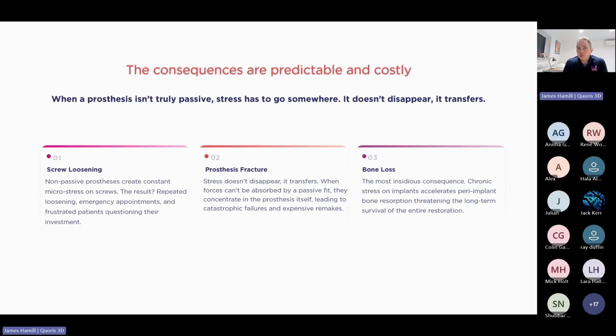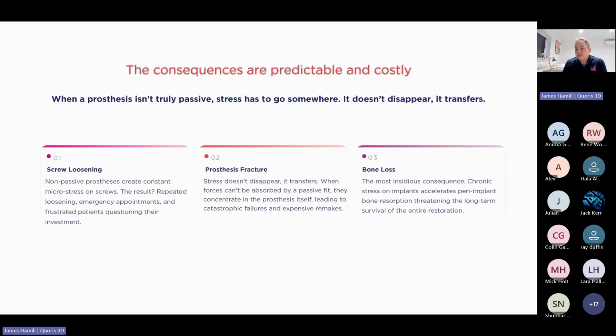We can also end up with prosthesis fracture, and that's really where the stress doesn't disappear, it transfers through the prosthetic. Just putting a metal bar in will not get rid of this. The bar won't break, but the stress will be transferred somewhere else, and that's usually to the sleeve of zirconia that goes over the top. So this can lead to catastrophic failures and very expensive remakes for the patient and yourself. And this is not something you want in your business, especially if you're looking to do more and more of this type of full arch work.